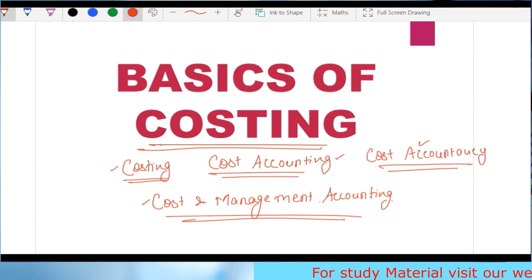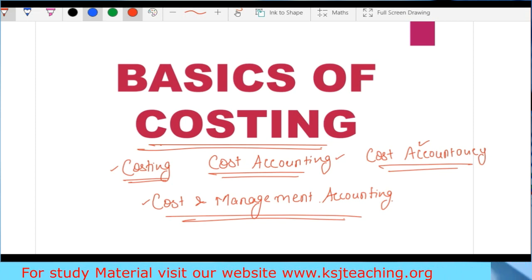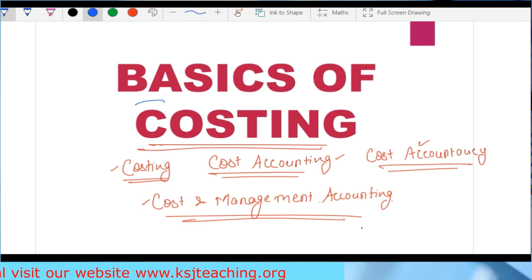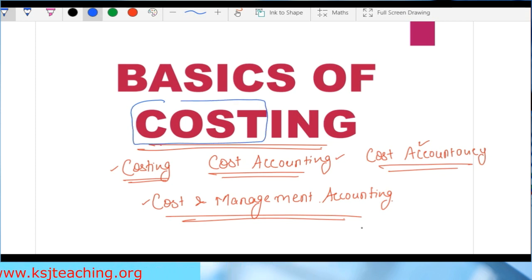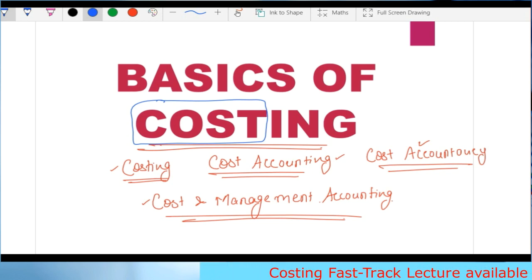When we talk about this subject, costing or cost accounting or cost accountancy, one thing that is common among all these is the word cost. So first you need to understand this word cost. What is the meaning of this word cost? I'll come to the point where I will explain how it is important for the business.